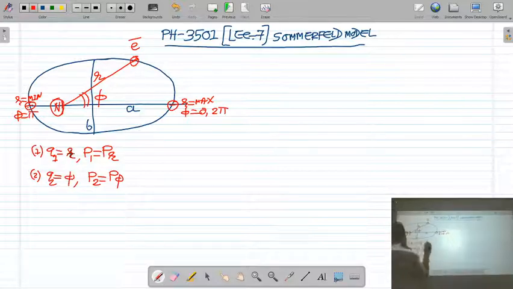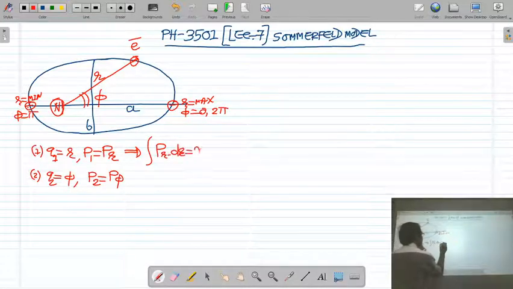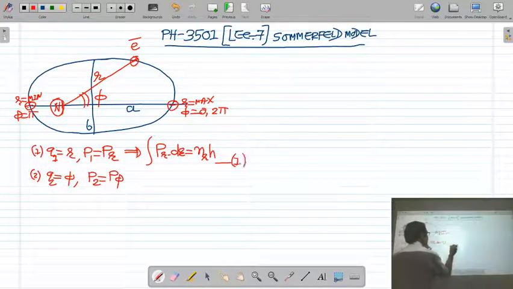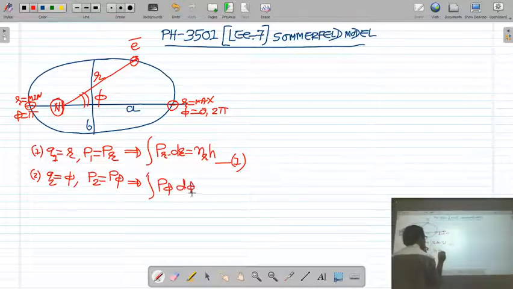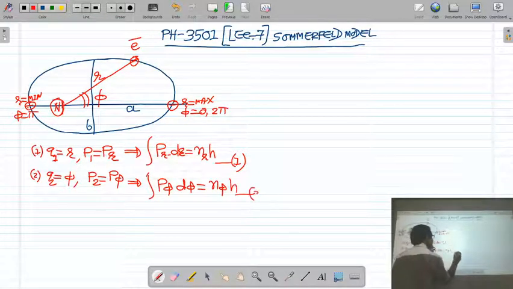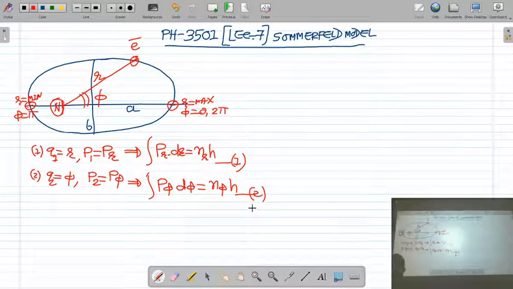For the r coordinate, the phase integral will be the integral of p r dr is equal to n r h. n r is for the radial quantum number. And for the phi coordinate, the phase integral will be the integral of p phi d phi is equal to n phi h. So let us apply the Wilson-Sommerfeld quantization condition to the r coordinate and phi coordinate.